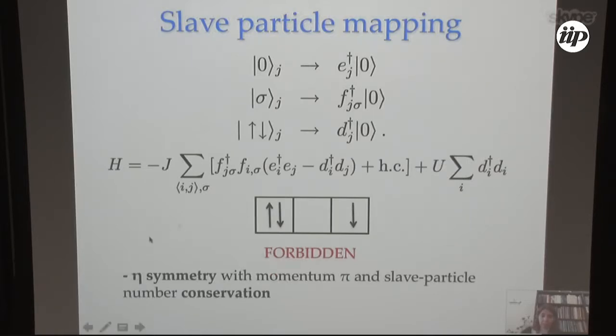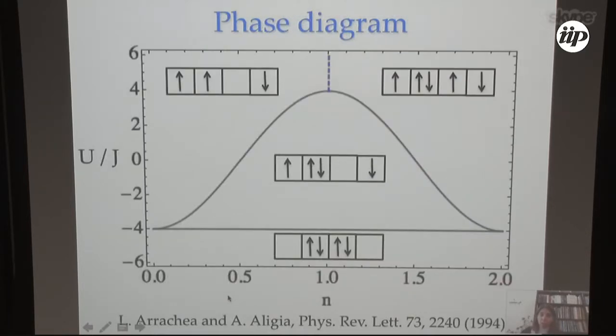So in this case, we have this eta symmetry with momentum pi, and the slave particle number is conserved. So we can then solve this problem and get this phase diagram. This was done by Liliana Arrachea and Aligia in 1994. As I said, they were studying the correlated hopping model because of high Tc cuprates. And you basically see that you have U, the bare U, and here is the number of particles. You see you have a regime where you have fermions and holons, fermions and doublons. Here you have everybody: fermions, doublons, and holons. And here only the bosons, the doublons and the holons, no fermions, okay?